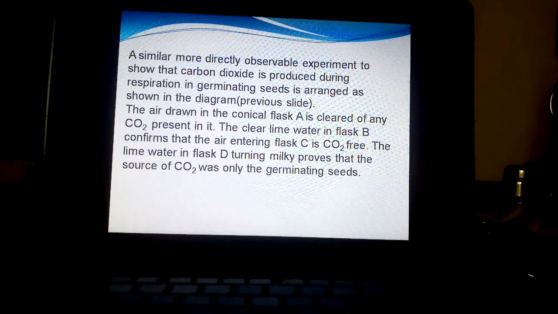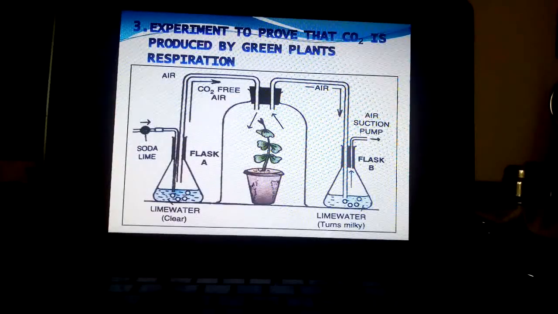When it comes to flask D, where did the carbon dioxide come from? It is from the germinating seeds. This shows carbon dioxide is liberated during respiration by germinating seeds. Got it? So this is more authentic, children, than the previous experiment. Did you understand? So here also, 2 to 3 give reasons.